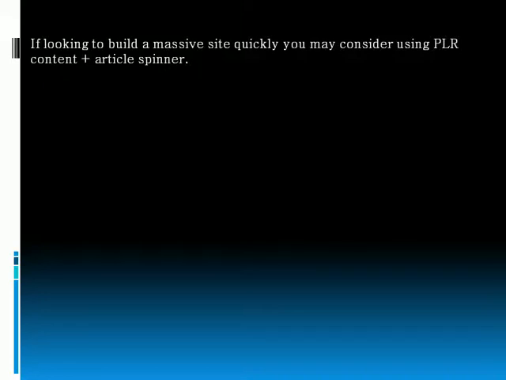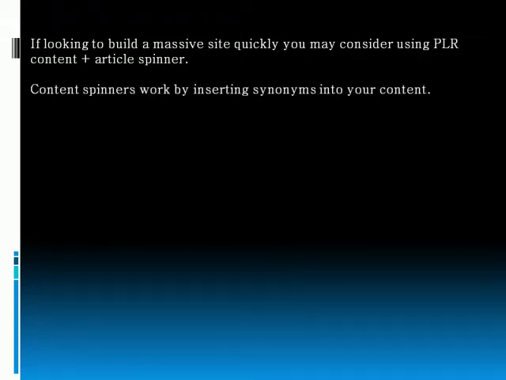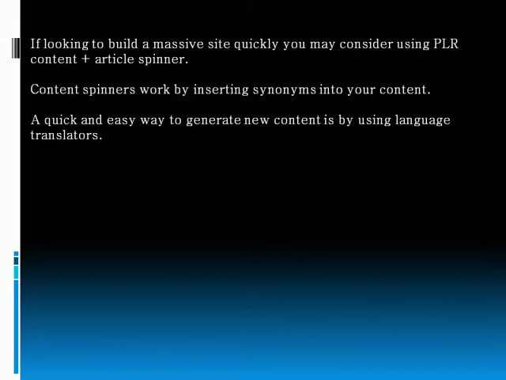Generally, the software does this by creating new introductions, transitions, and endings that are fairly generic. Content spinners also work by inserting synonyms into your content. For example, if your article is about cars, it may replace the word car with auto, automobile, vehicle, personal transportation, and other related words. One quick and easy way to generate new content for free is to use language translators.